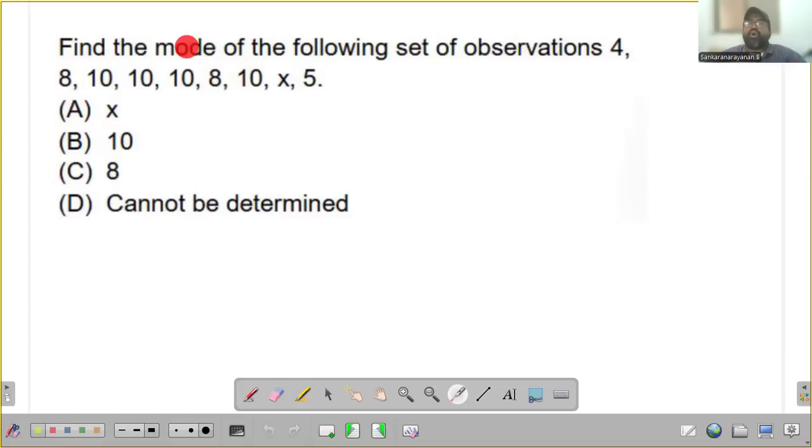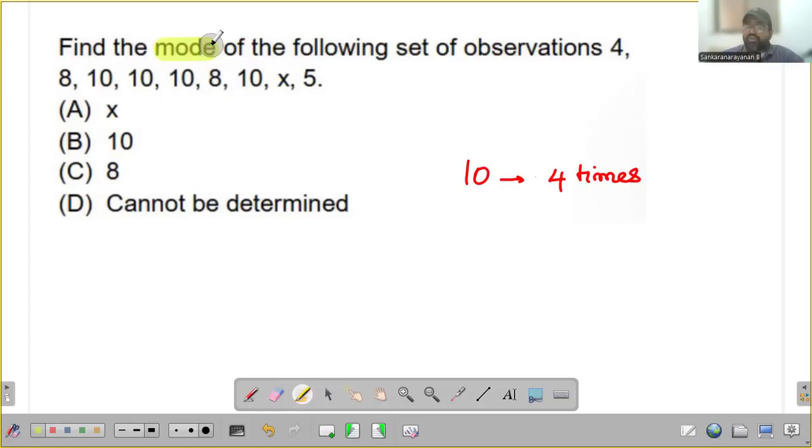Find the mode of the following set of observations: 4, 8, 10, 10, 10, 8, 10, x, 5. So you can see 10 appears 4 times, even if the x is coming only once. See, mode means what? Mode is referring to that observation that has appeared the maximum number of times.